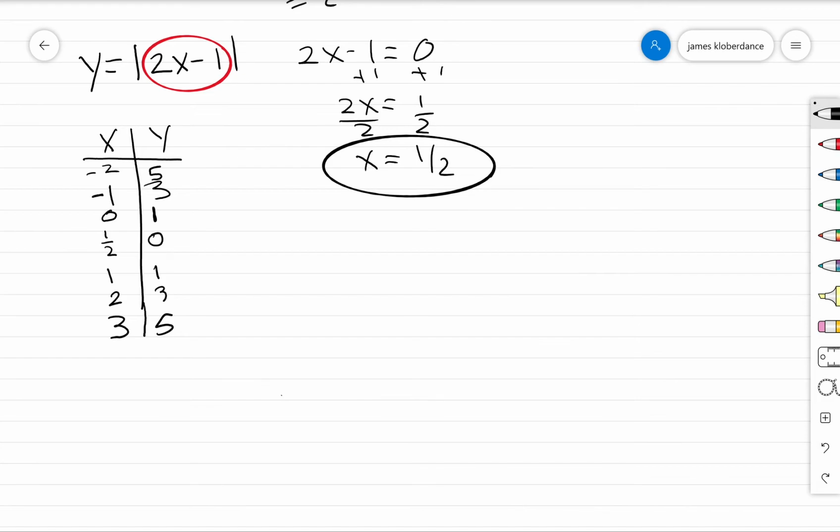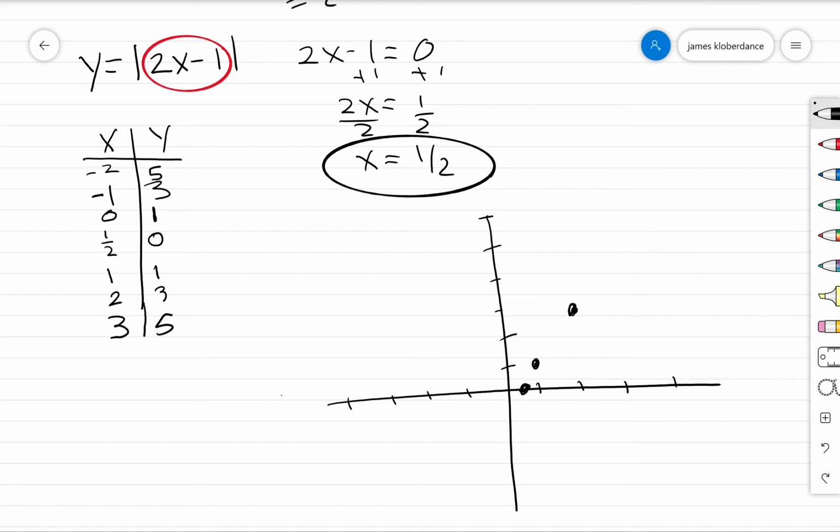Okay, so let's graph this. 1, 2, 3, 4. 1, 2, 3, 4. Okay. So let's see. When x is 1/2, we get 0. So right here, sort of in the middle, we're going to get 0 at x equals 1/2. When x is 1, we get 1. When x is 2, we get 3. When x is 3, we get 5. So it's doing something like this.